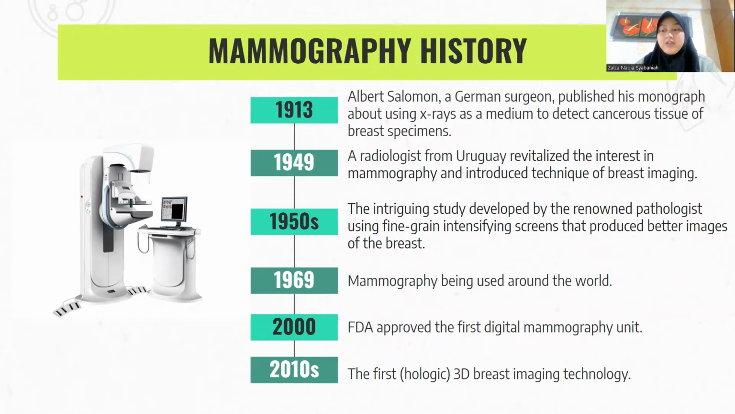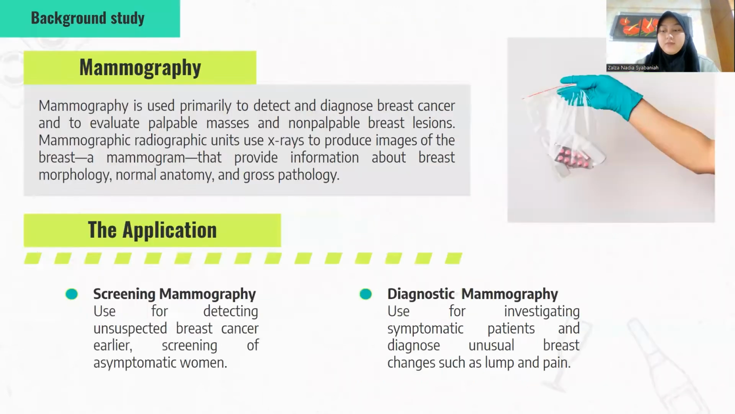Then mammography continued to develop, and in 2010, mammography became the first logic 3D breast imaging technology. So what is mammography? Mammography is used primarily to detect and diagnose breast cancer and to evaluate palpable masses and non-palpable breast lesions. Mammography produces a mammogram, which is images of the breast resulting from radiographic units using X-ray, and provides information about breast morphology, normal anatomy, and gross pathology.